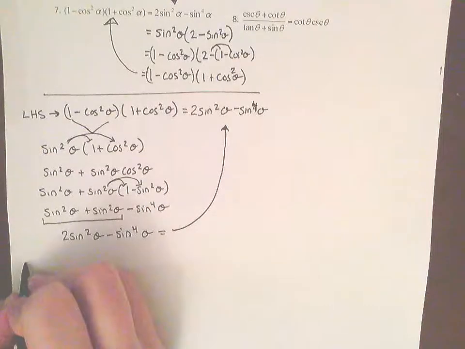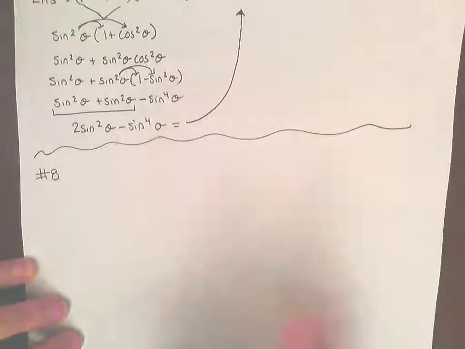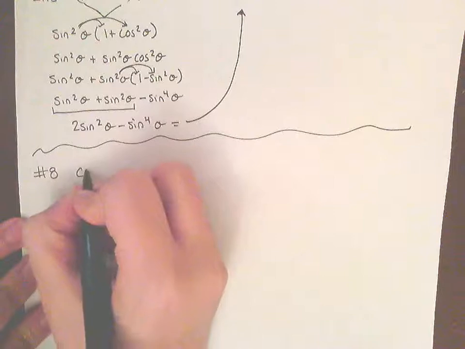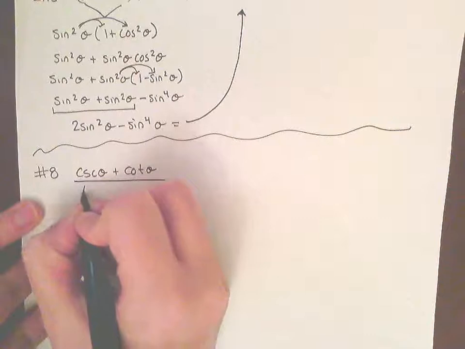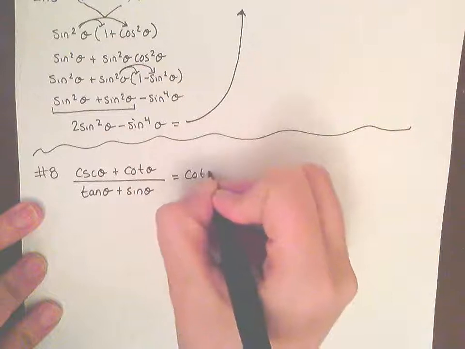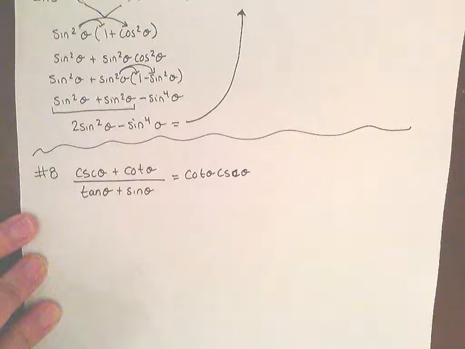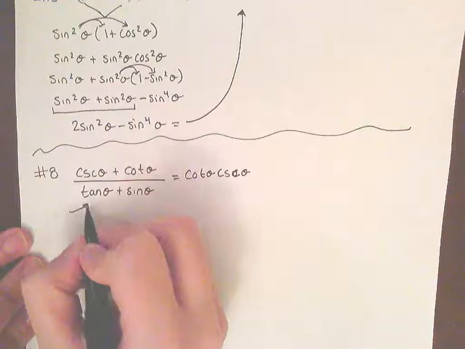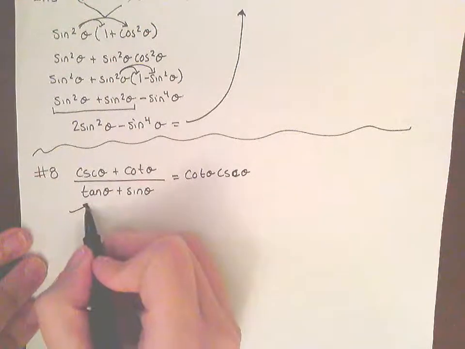Alright, now number 8, I'm going to do it over here. I'll pull this up in one sec. So number 8, we have cosecant of theta plus cotangent of theta over tangent of theta plus sine of theta equals cotangent of theta cosecant of theta. So obviously the harder side to work with is right here. You could also choose to cross multiply this as well, because you do have technically a proportion, but I'm going to do it this way.